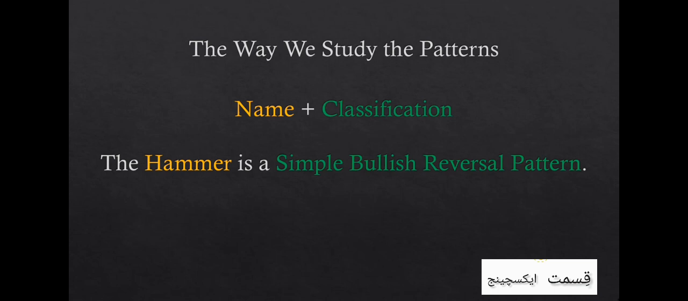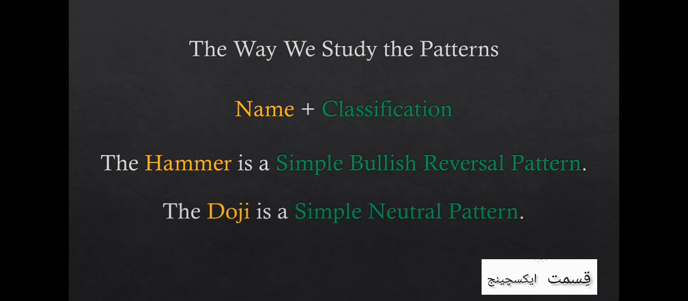Another example could be the doji is a simple neutral pattern. The name of the pattern is doji, and by looking at its classification, we know that it is composed of one candle only, and it indicates a momentary stop in the advancement of price. As I said before, this is useful to memorize and organize the patterns since there are many of them.